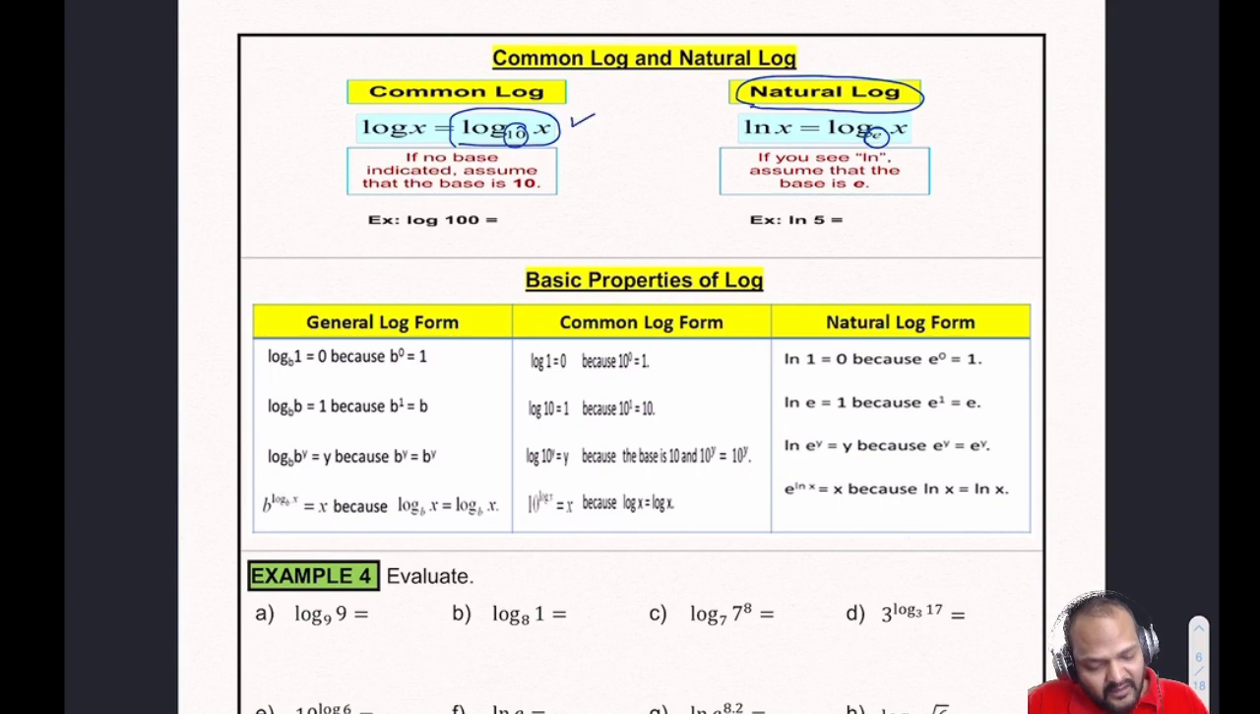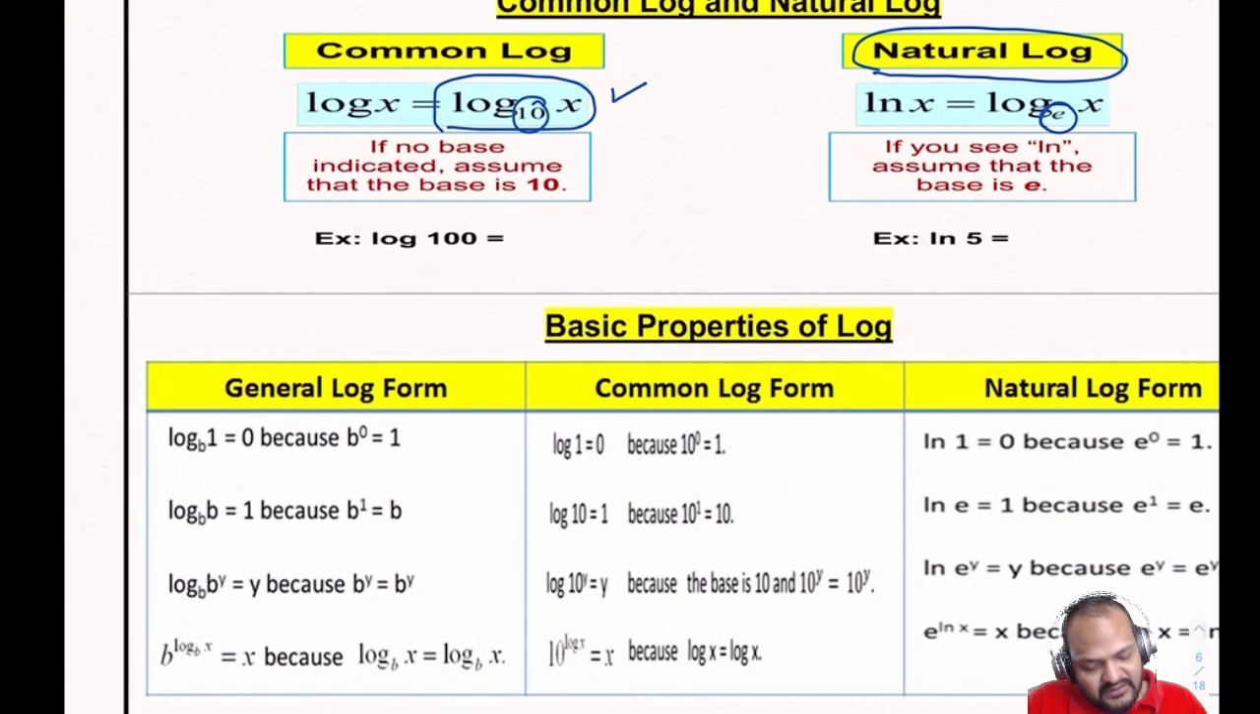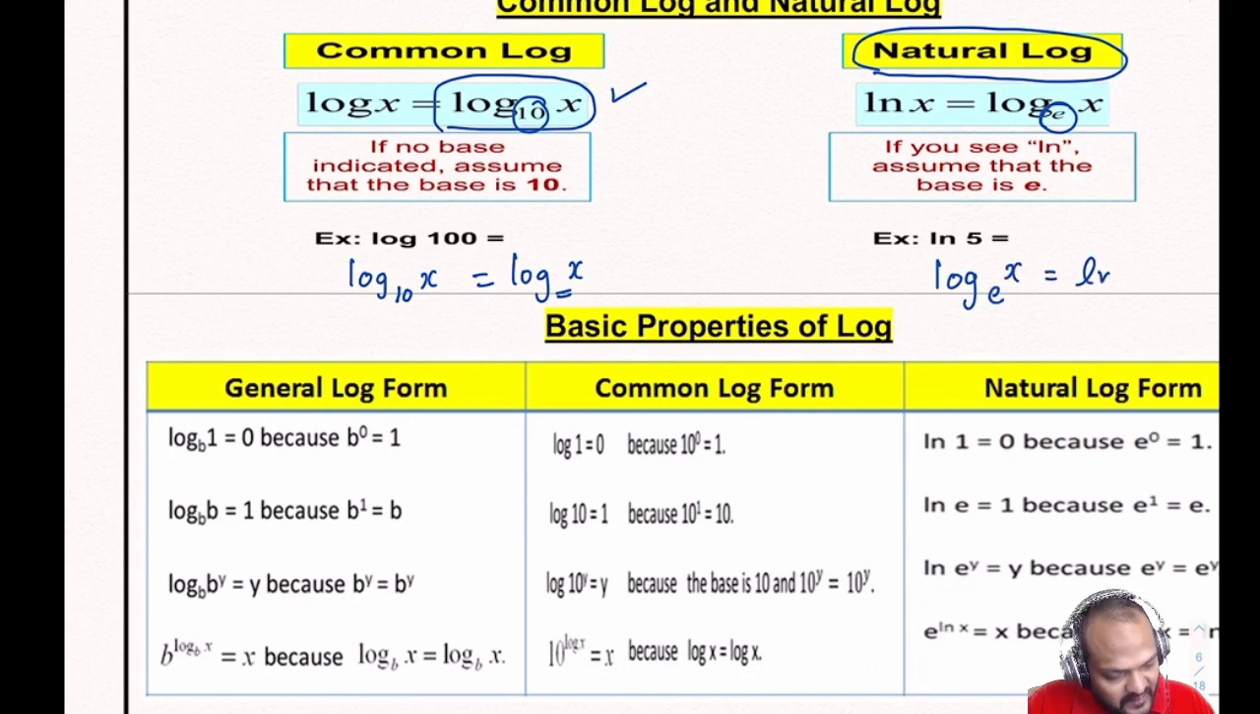This is called the common log, and it's customary to write log base 10 of x as simply log x. So if you don't see a base, that means by default the base is 10. And it's customary to write log base e of x as ln of x. So if you see the symbol ln, that means the base is e, right? These are the customary ways of doing it.